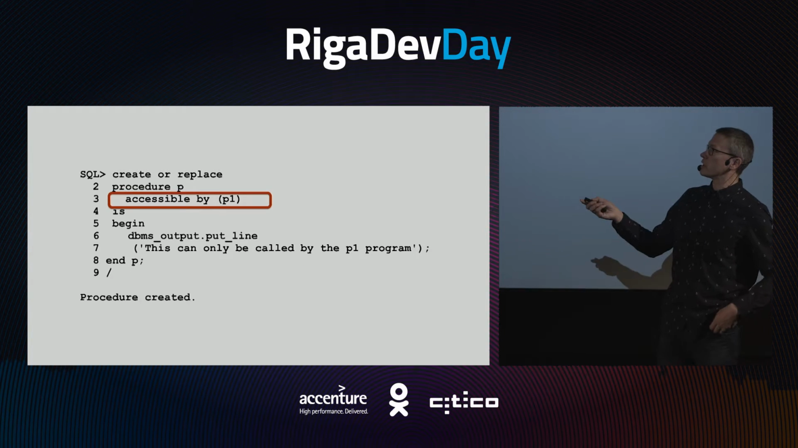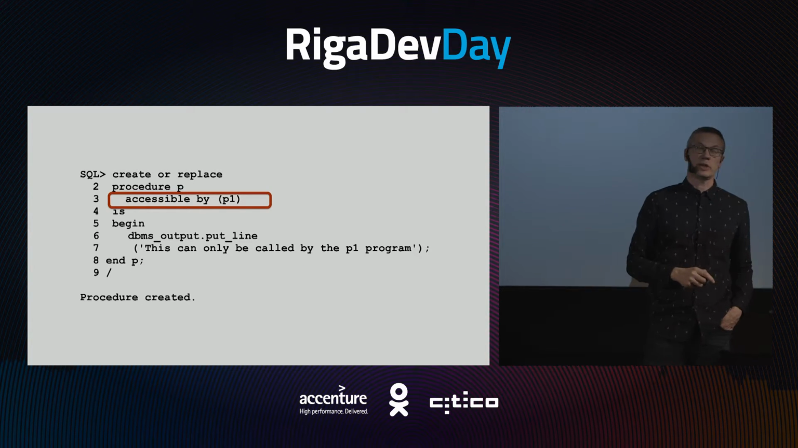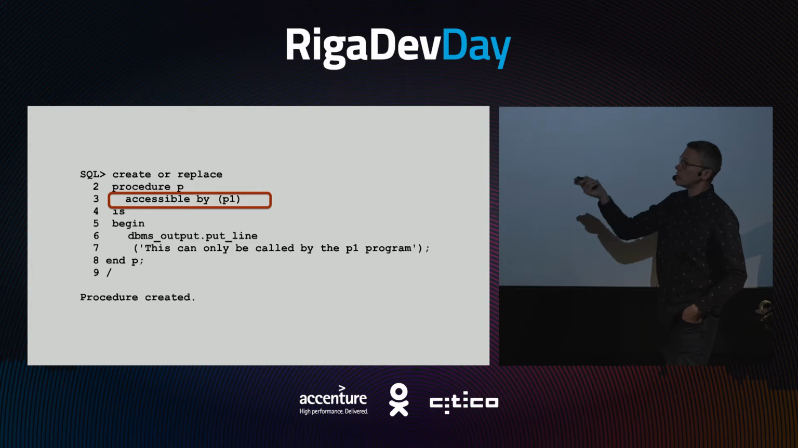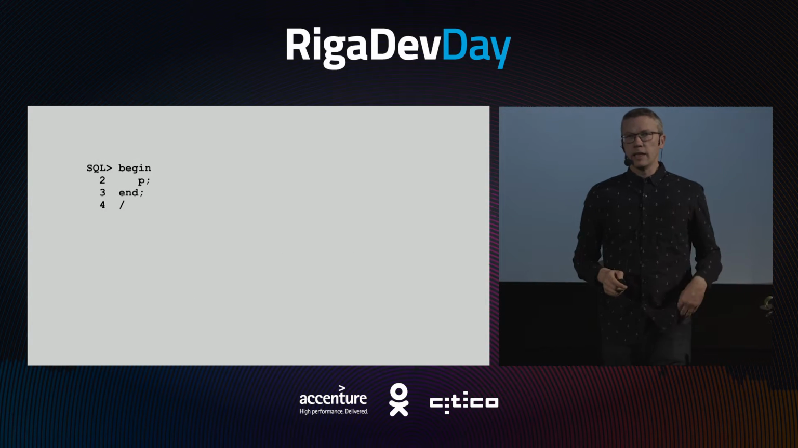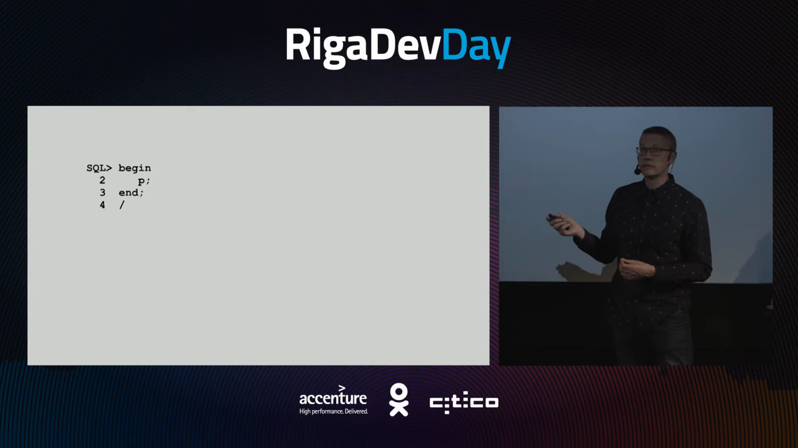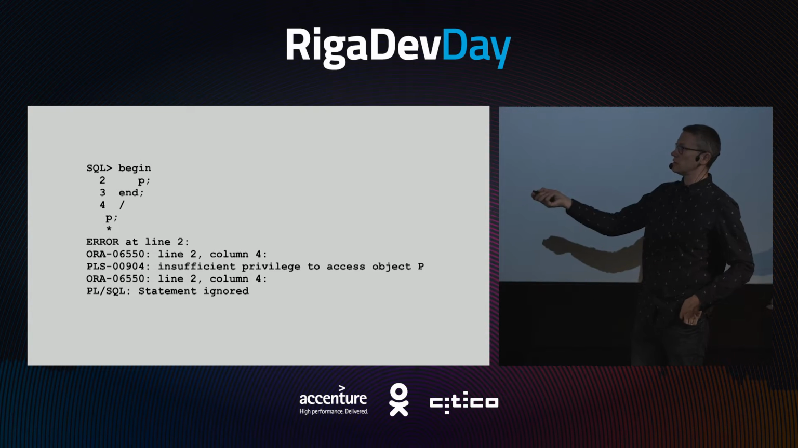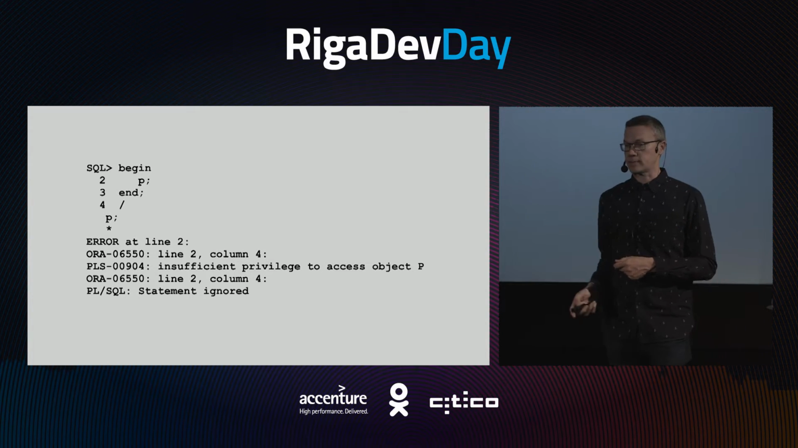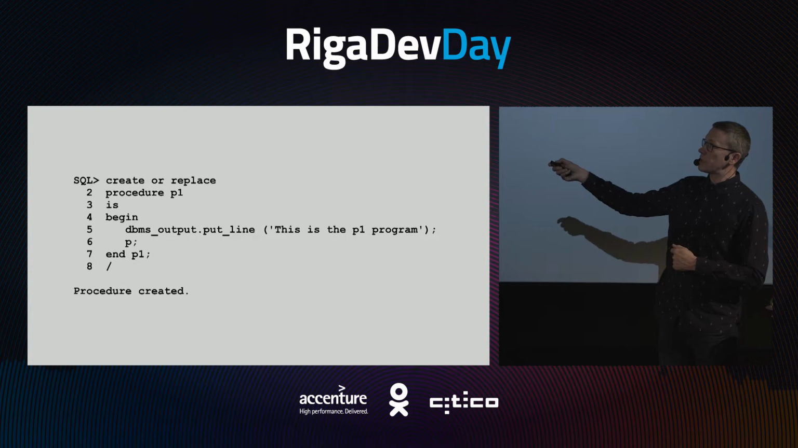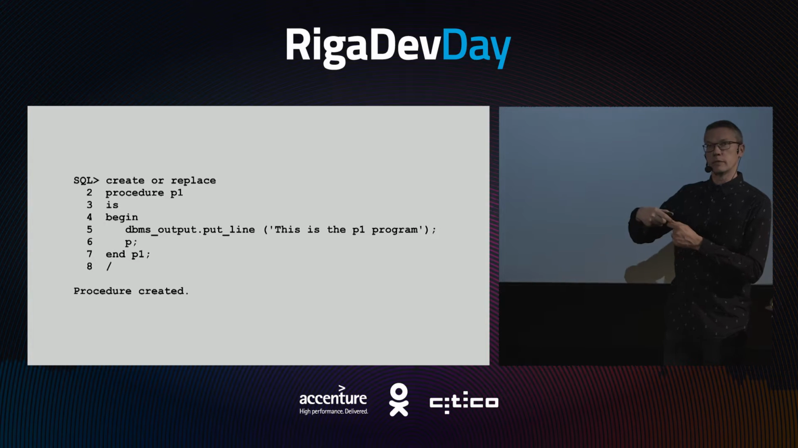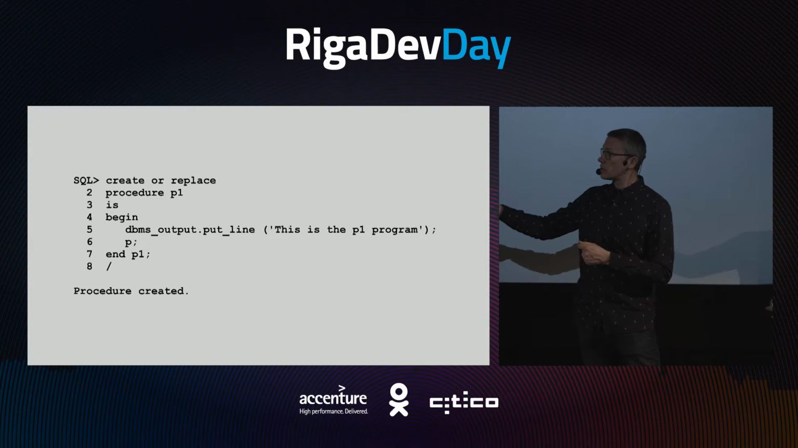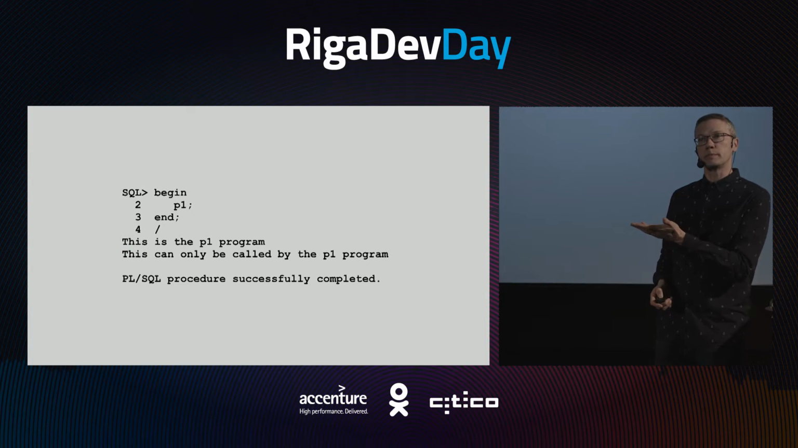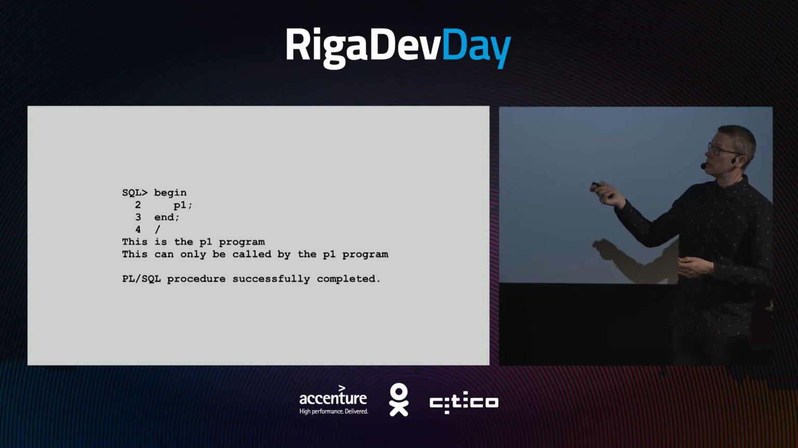With 12, you can say I want it to be accessible only by P1. So here's the procedure P, and it's only accessible by P1. It's just going to do a dbms output. If you try to call this procedure from an anonymous block, you can't, because you don't have that privilege. We said only P1 can call P. The call is over there, line 6, and you can create the procedure. Of course, you can execute this procedure from an anonymous block because there's no restriction on that one.